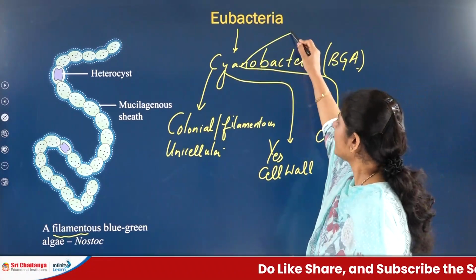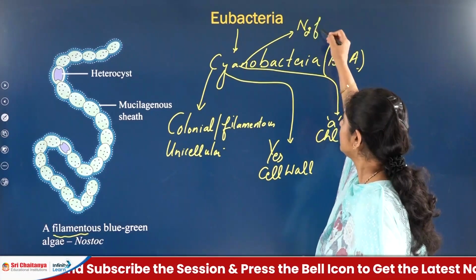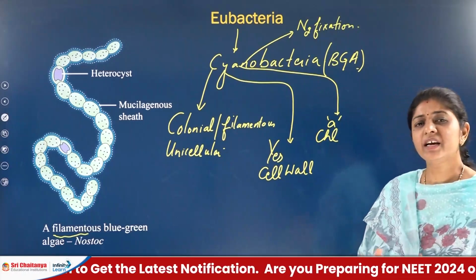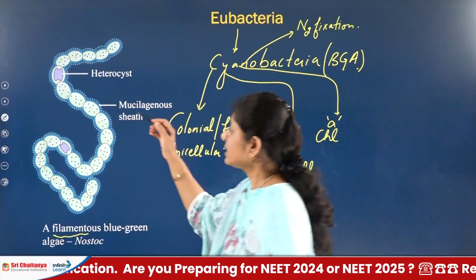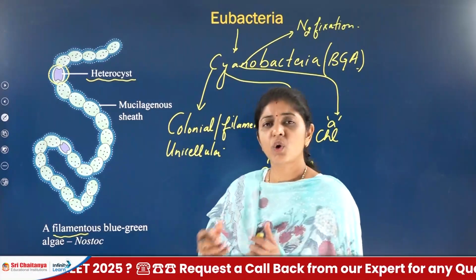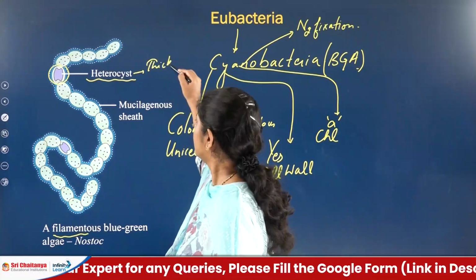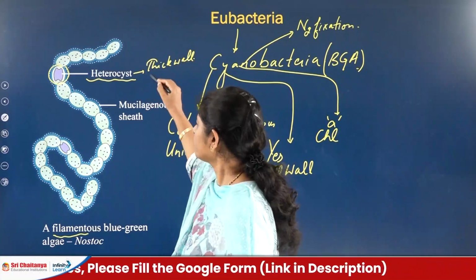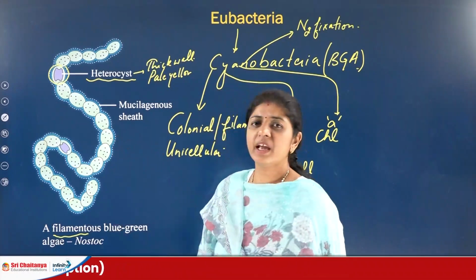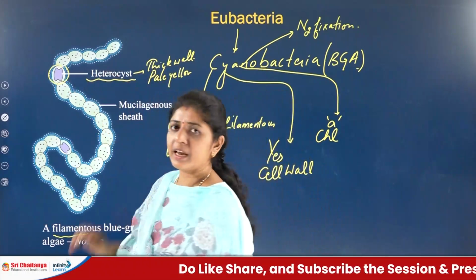Now N. What does N stand for? N stands for nitrogen fixation. Right? Why do they help in nitrogen fixation? Because they have special cells which you call heterocysts. What is a heterocyst cell? This is a thick-walled cell, which is pale yellow in color, and it is cut off from environmental oxygen to help this cell fix nitrogen.